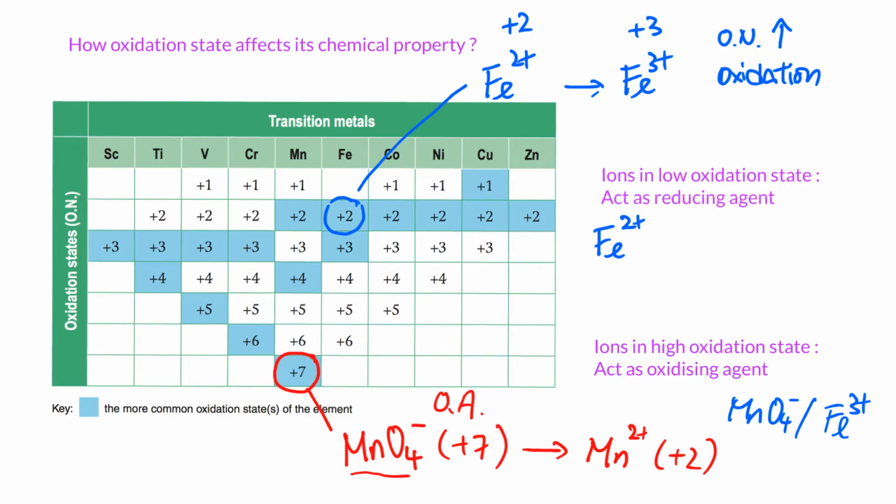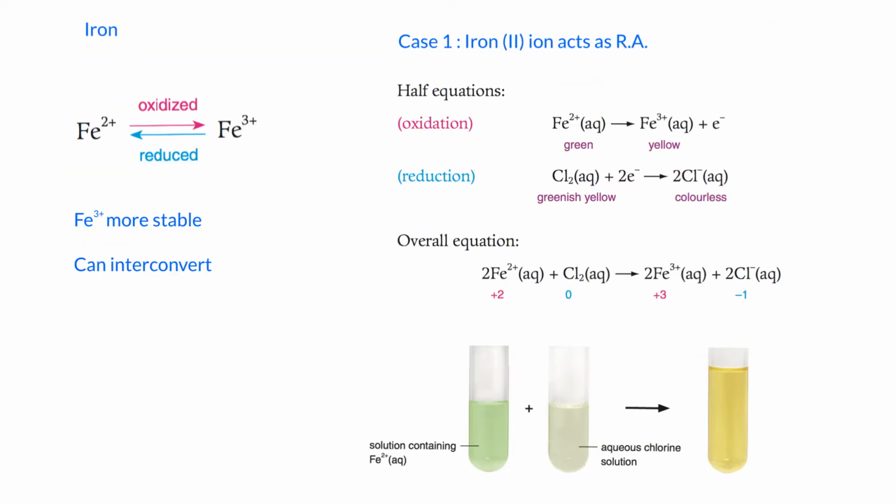Let's have a look at some examples. First of all, for the ions, they can turn from Fe2+ to Fe3+. We know that Fe3+ is more stable than Fe2+. Why do you know that? You can think of the rust.